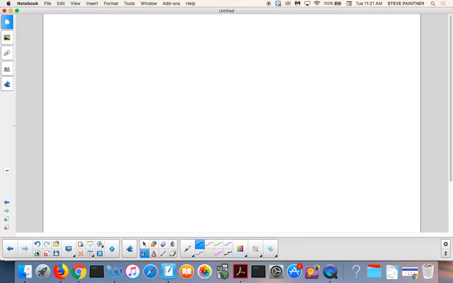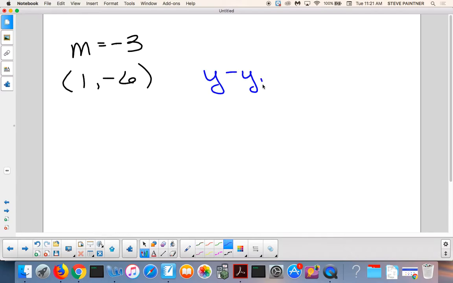Example 1 says, what is the equation of a line with the slope of -3 that passes through the point (1, -6)? Okay, here comes the whole thing. If you stay with me, you'll get this. It says, number 1, write the equation y minus y1 equals m times x minus x1. Okay, that's already on paper, isn't it? Yeah.